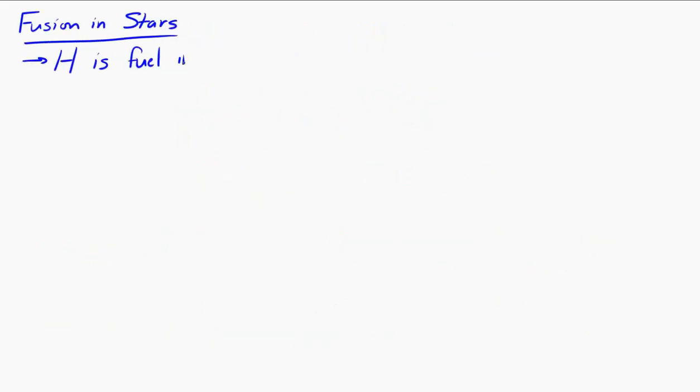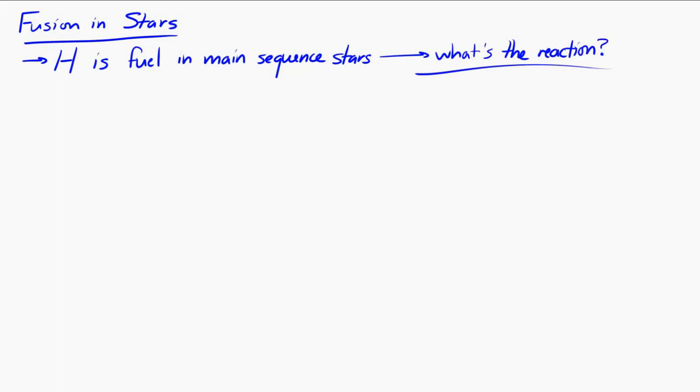Now let's look at fusion in stars. So we know that in main sequence stars, hydrogen is the fuel, but what exactly is the reaction that's going on inside of stars? Well, turns out that it depends on the star. For stars about the mass of our sun or smaller, in their cores, they undergo a series of reactions called the proton-proton chain. And the proton-proton chain looks like this.